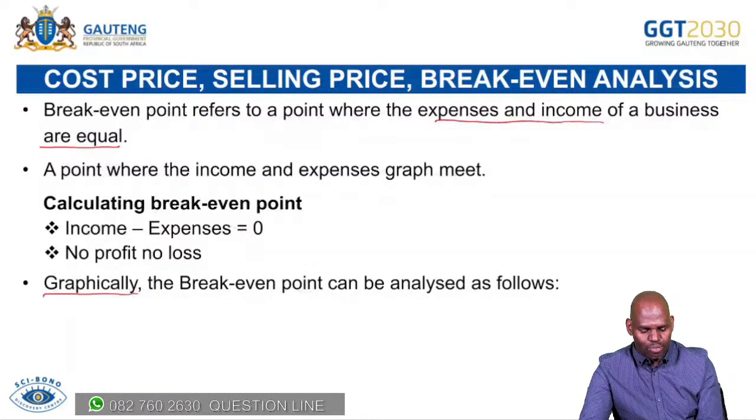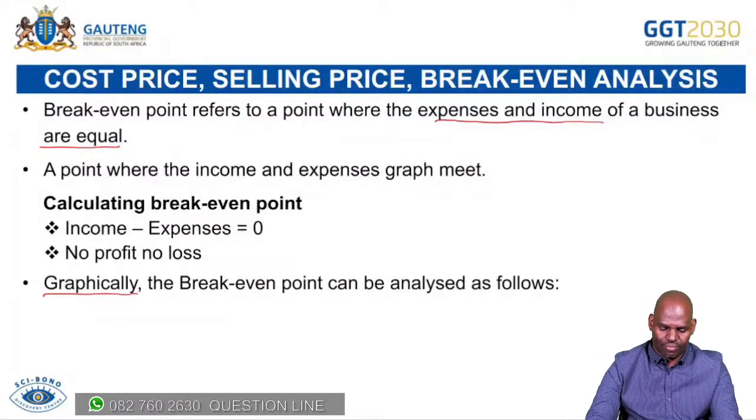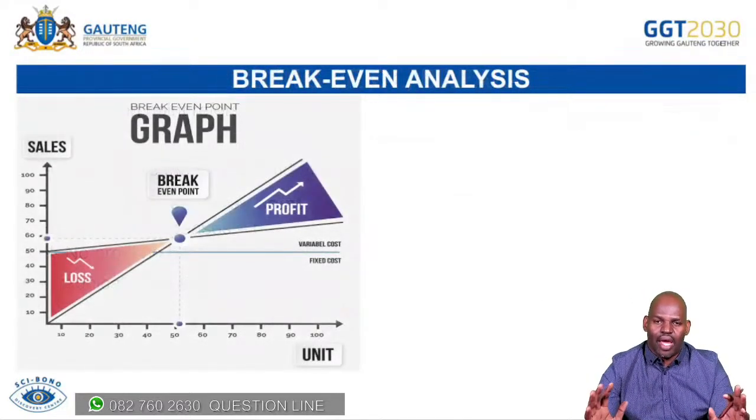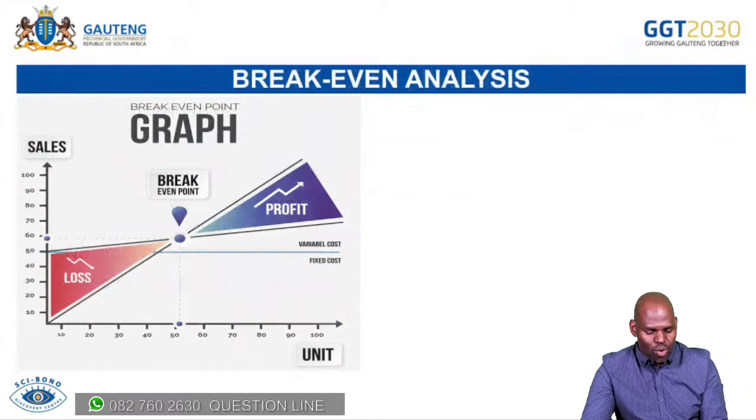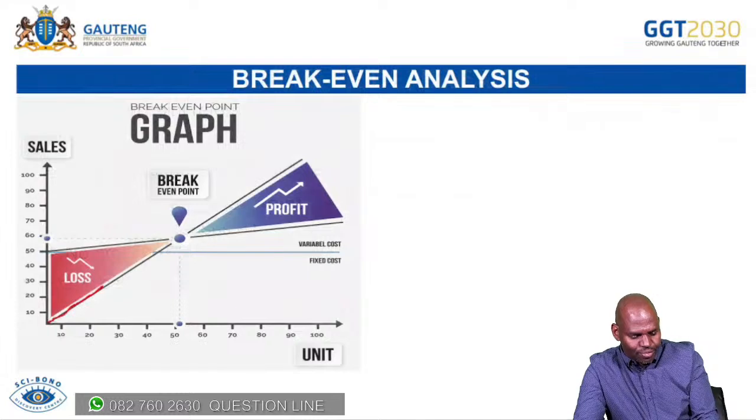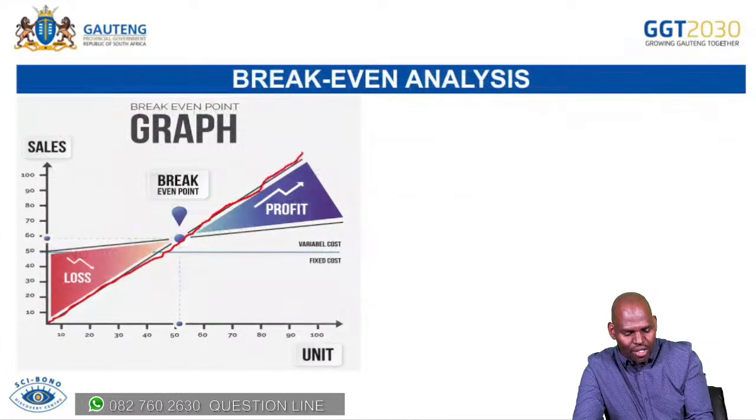Graphically, the break-even point can be analyzed as follows. Okay, now this is just to give you a picture of what we mean. If you look at the graphs that are indicated here, we've got two graphs. So we've got this graph here, which represents an income.